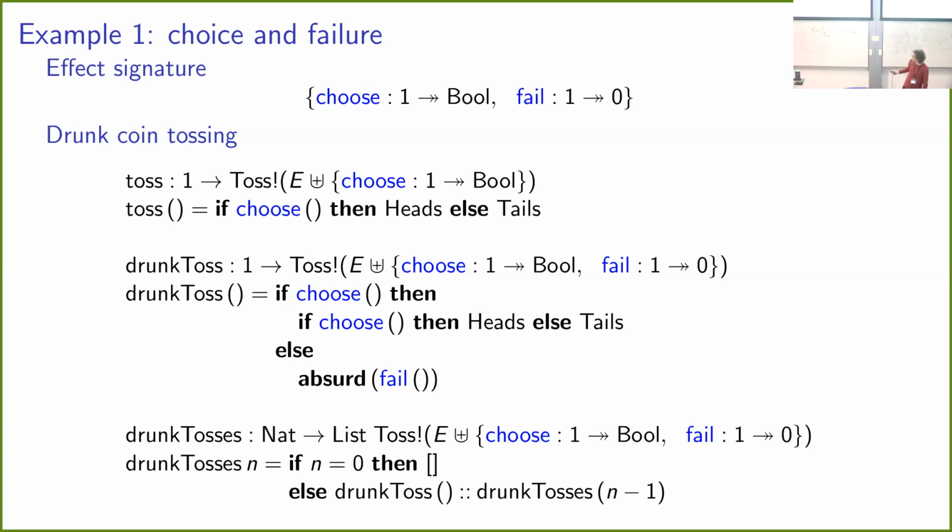And then the second one, whether it's heads or tails. Then we might write a program that repeats that a number of times. The main point to take here is I've written a program, but I've not told you anything about what choose and fail mean. That's what the handler is going to do. Indeed, we could write this program and later write several different handlers that interpret it in different ways. That can be really useful.